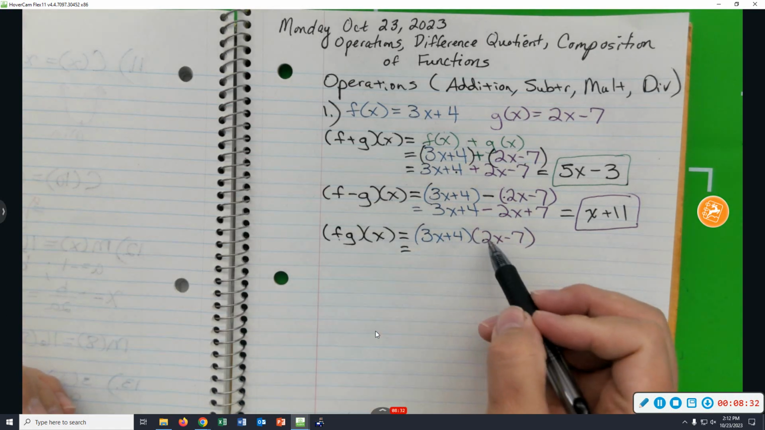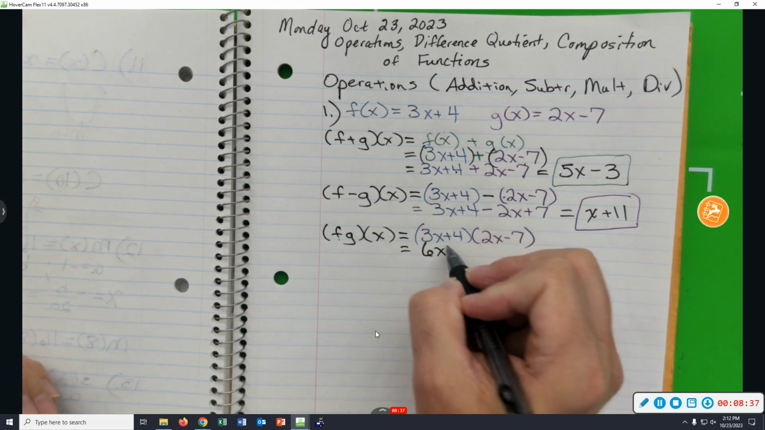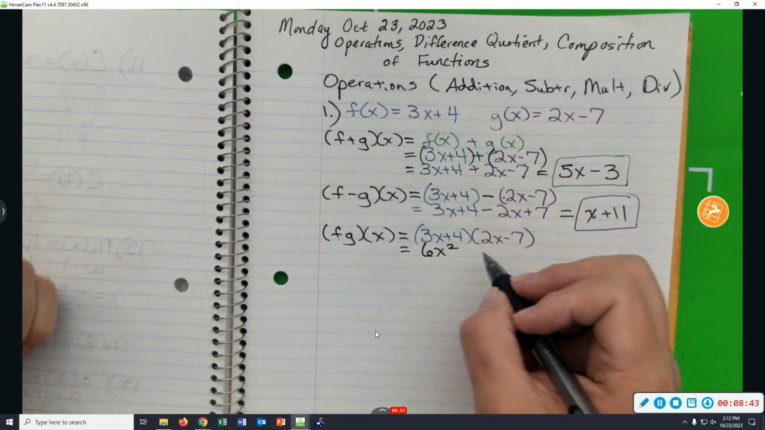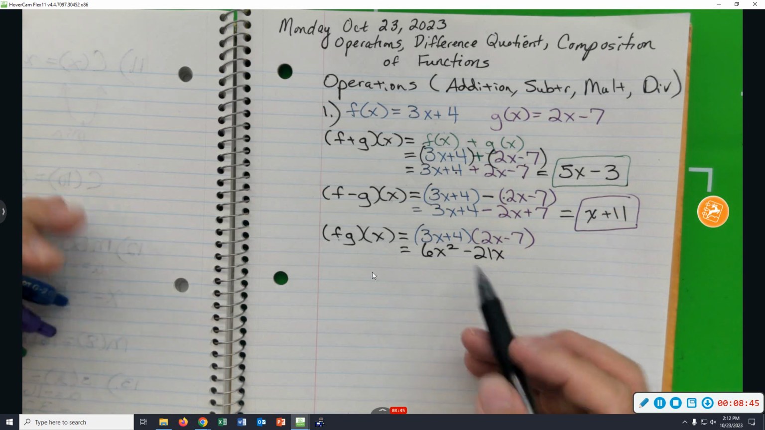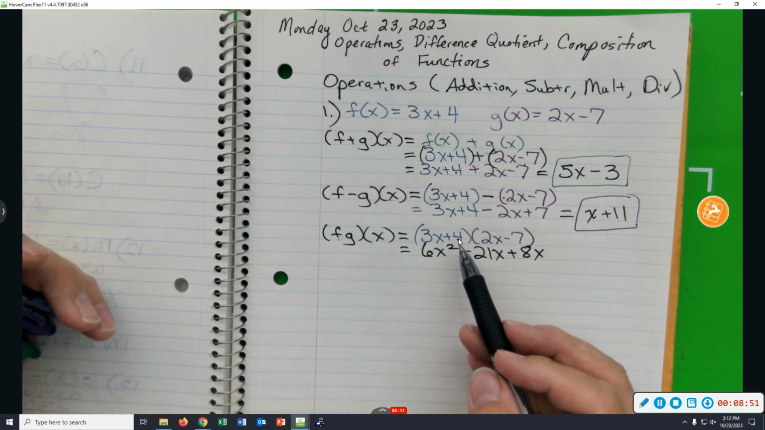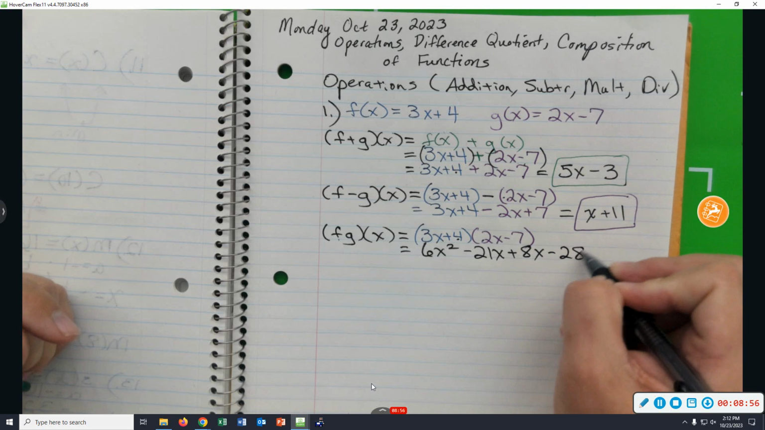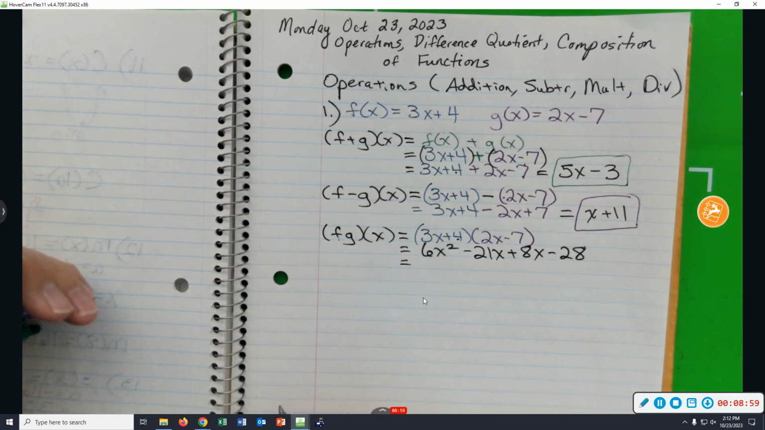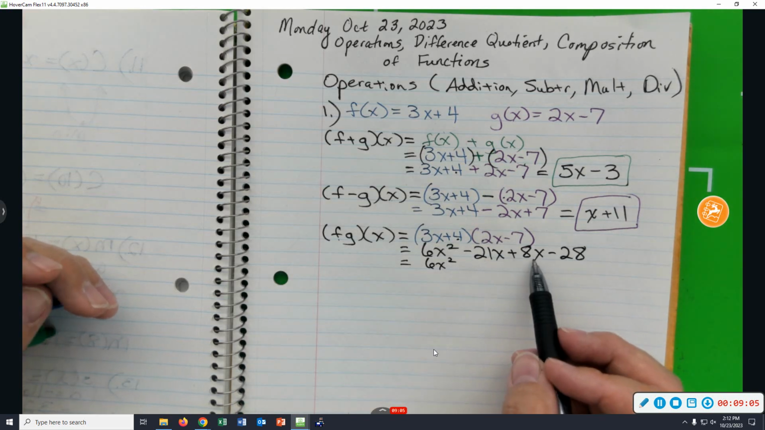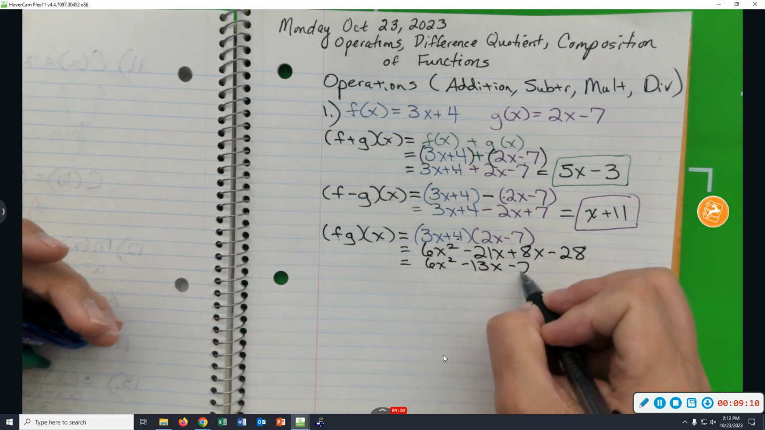First, 3x times 2x gives me a 6x squared. Outer, 3x times a negative 7 is a negative 21x. Inner, plus 8x. Last, 4 times a negative 7 gives me negative 28. Okay, so combining our like terms, we have a 6x squared, negative 21 plus 8, is that a negative 13? Don't forget the x, and a minus 28.